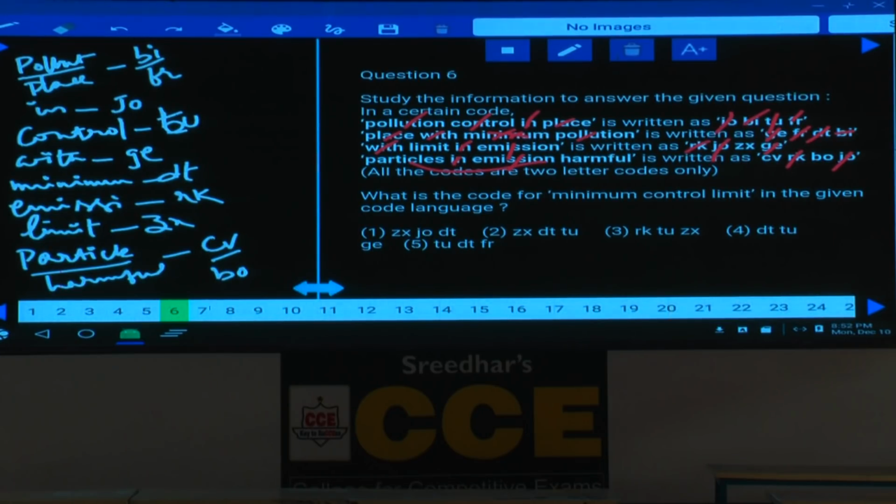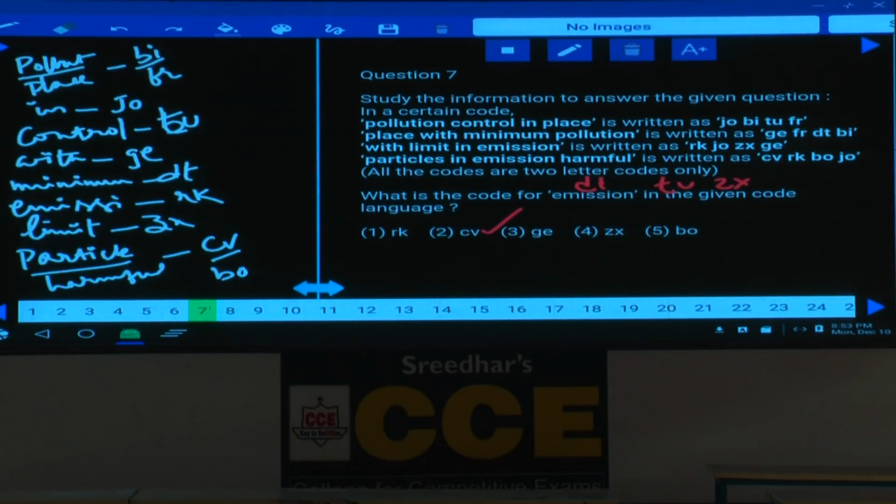Then question number 6, what is the code for minimum control limit? Now what is the code to the word minimum here? Minimum is DT, and the code to the word control is TU, and limit is ZX. Yes, what is the answer here? DT, TU, ZX, that is given in choice 2. Question number 6, it is choice 2.